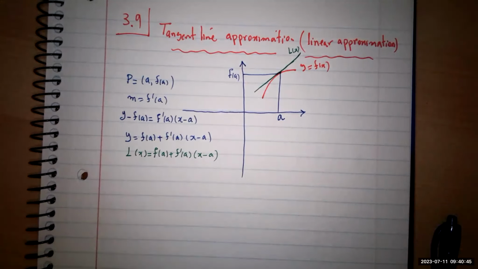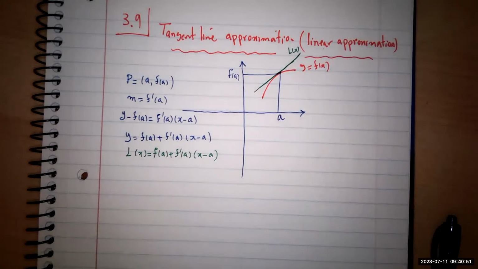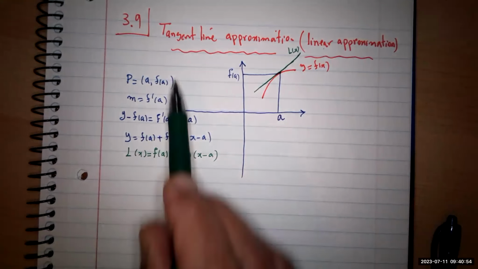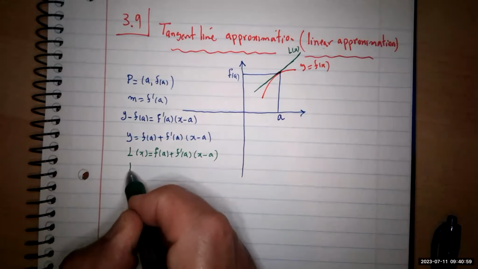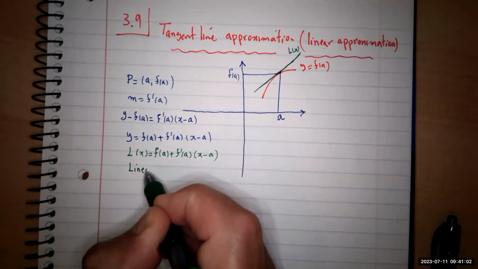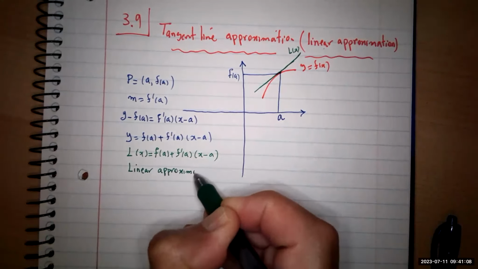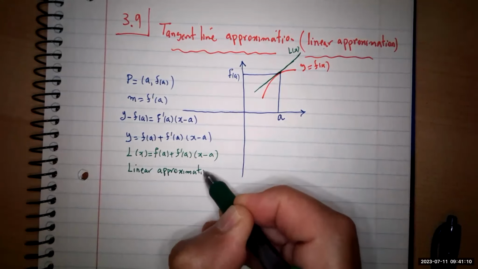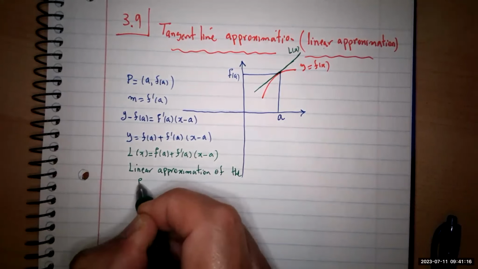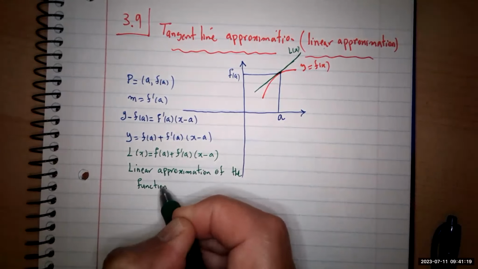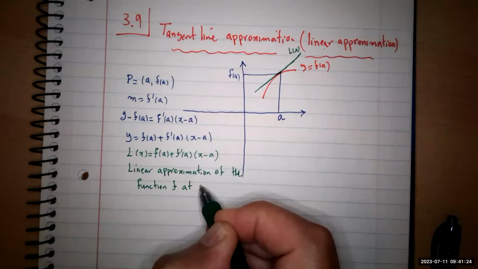So why I change it? This L would stand for the linear. So what I'm going to do, this is going to be called tangent line approximation or linear approximation. We say this is linear. It's the same thing, linear approximation or tangent line. In your book, they call it a linear approximation of the function f at x equal to a.